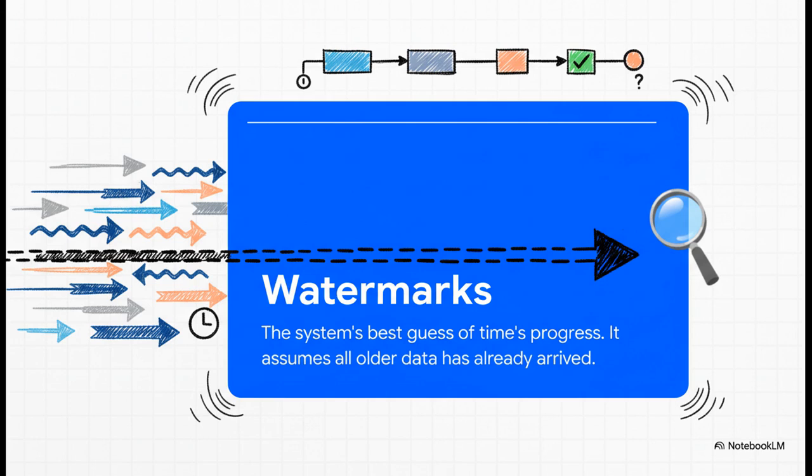And watermarks, they're basically the system's best guess about how time is moving along. Because let's be real, in the real world, data is messy. It shows up late, it comes out of order. A watermark just draws a line in the sand and says, okay, I'm pretty sure all the data that happened before this moment has arrived, which lets the whole system move forward without waiting around forever.